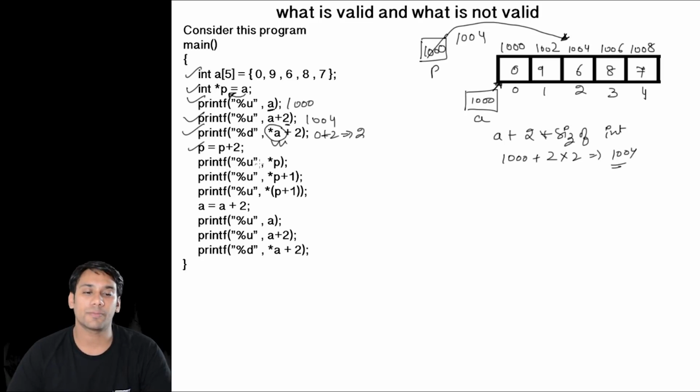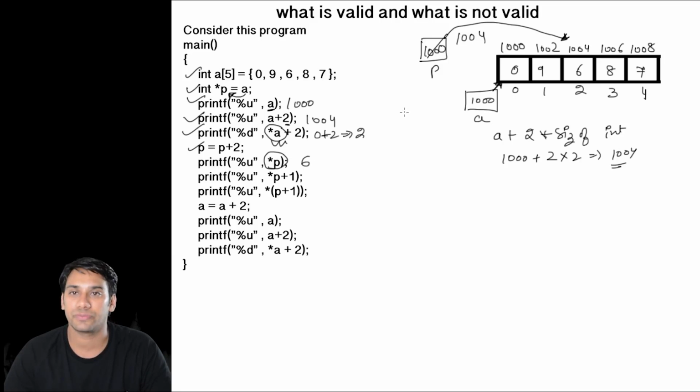Okay. Now in this place I am printing the value pointed to by the pointer P, which is stored at the location pointed to by P. P is pointing to the location 1004, and the value stored at the location 1004 is 6. Therefore it is going to print 6. Now in the next statement we have printf %u comma star of P plus 1. That means this star is only associated with this P. This P is pointing to the location 1004, so it takes the value 6, and 6 plus 1 is 7. Therefore it is now going to print 7.